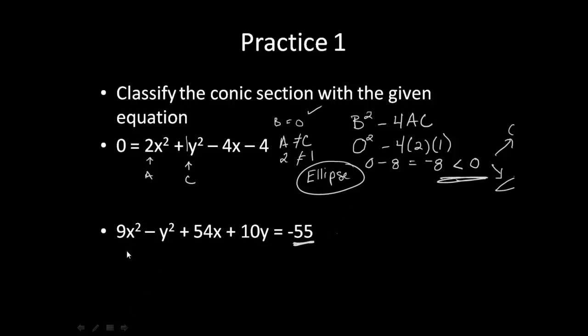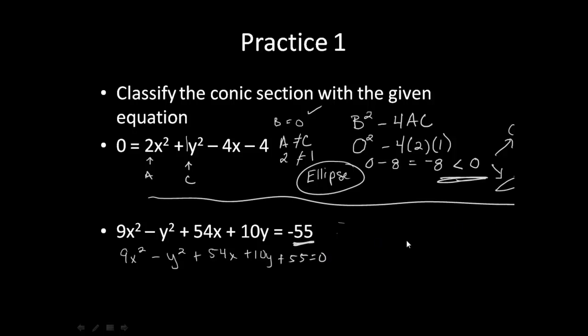Alright, hopefully you would have rewritten it as 9x squared minus y squared plus 54x plus 10y plus 55 is equal to 0. Then when you do your b squared minus 4ac, b comes from your xy term, so we don't have one. It is 0. Minus 4 times our a comes from our x squared term, so that would be a 9. And our c comes from our y squared term, which in this case is a negative 1.